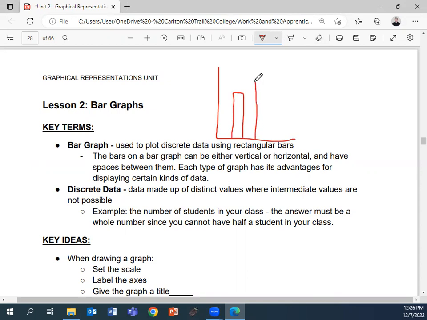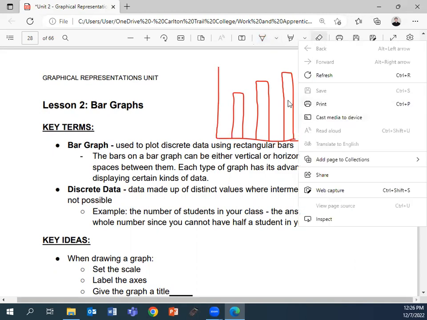We saw a couple of these yesterday when we looked at those misleading graphs, but this is what a bar graph looks like. It's a whole bunch of different bars, different things that rise up. This is what's called a vertical bar graph. So that's just the difference between the two of them. We'll go more in depth with that, of course.